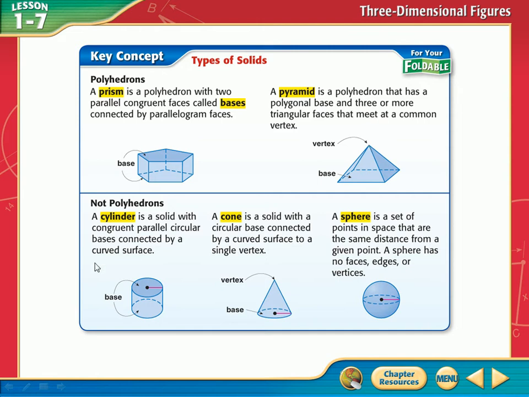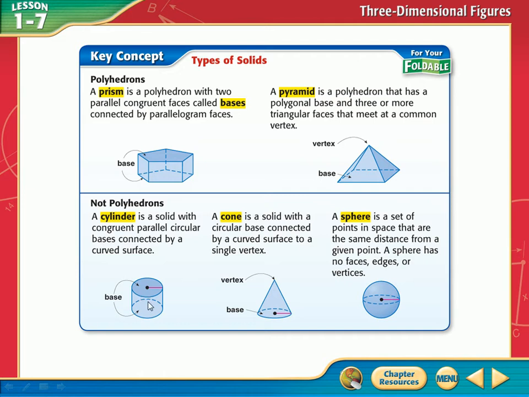So that's a pyramid. Look at these. These are not polyhedrons. Why are they not polyhedrons? They're circles, right? I got a circle here, got a circle here, got a circle here, okay? So these are not polyhedrons, but they do have their own name. Look at this one. This is kind of like a prism, isn't it? It's got 2 bases, right? Just like the prism had.